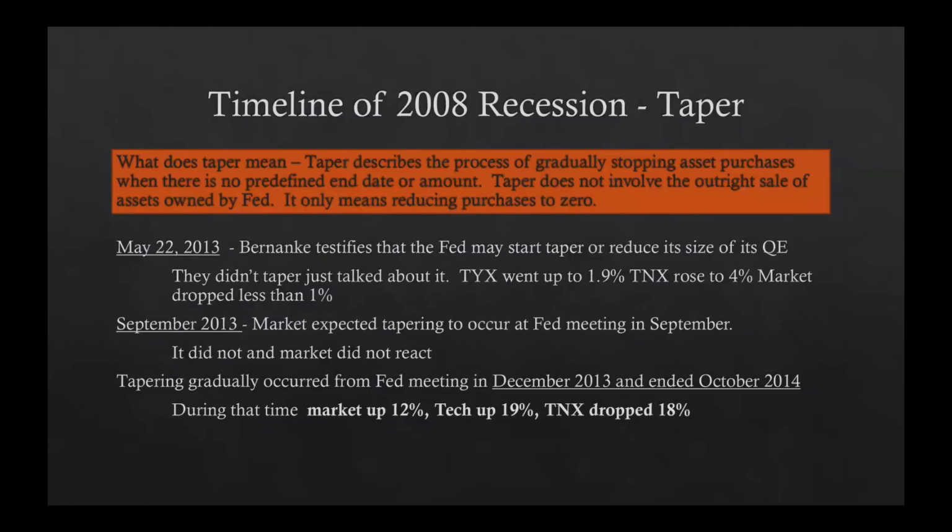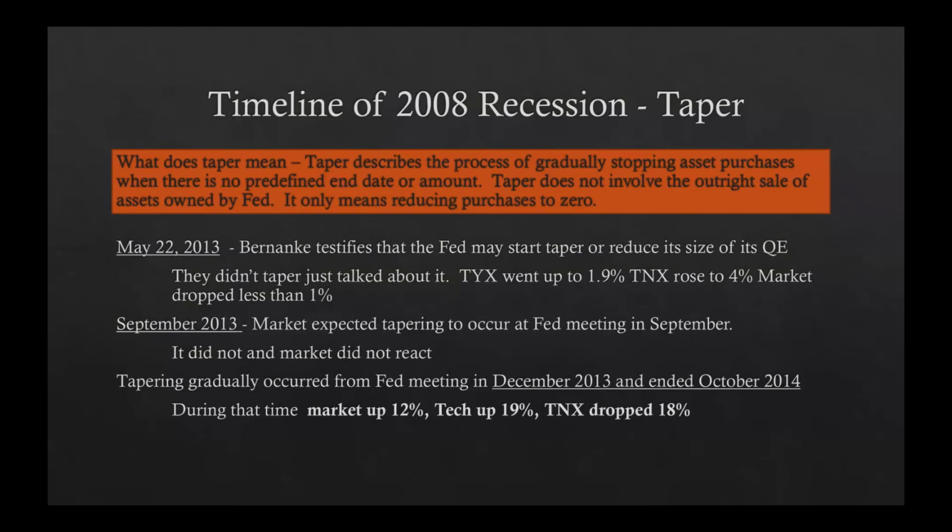So moving on, let's talk about the taper now. Because 2013 was the first time we actually got this word, taper, into our vocabulary as far as the Fed's concerned. So just kind of look at it. First off, what does taper mean? Okay, taper really is just the process of gradually stopping asset purchases when there was no predefined end date or amount before. Okay, so a taper doesn't involve the outright sale of the assets that the Fed owns. That's an important point, when you go back to that supply and demand, right? So it only means that we're reducing purchases to zero.